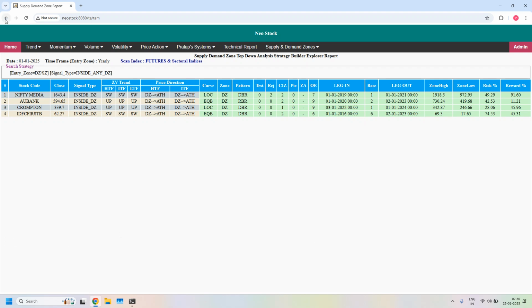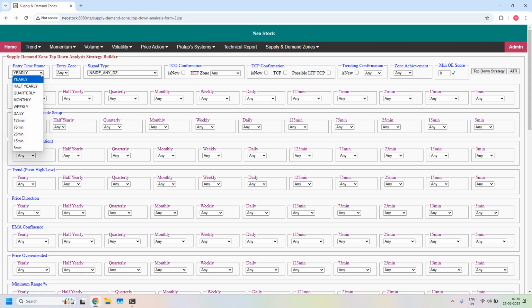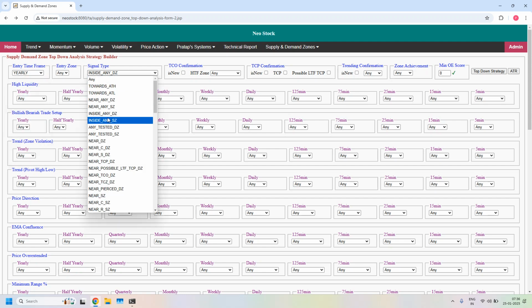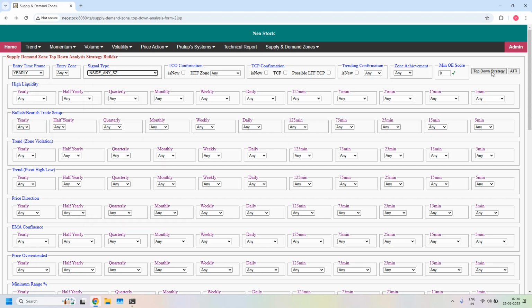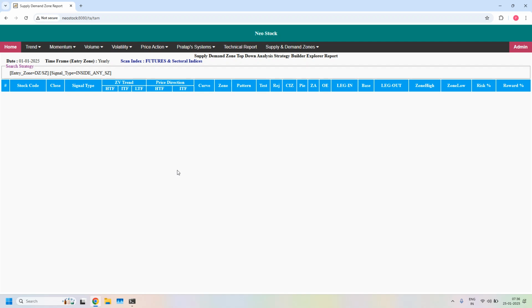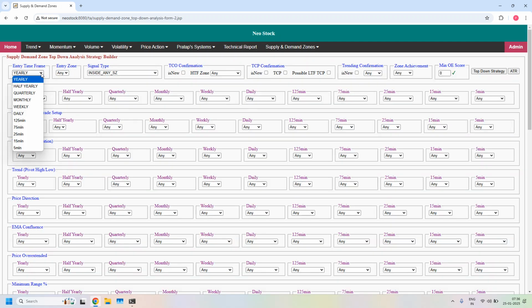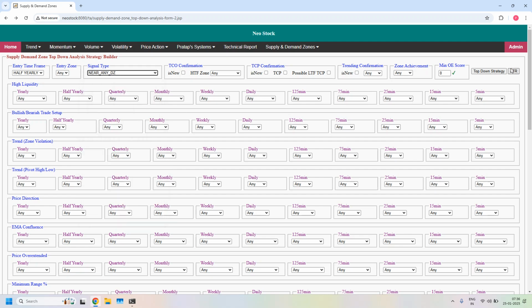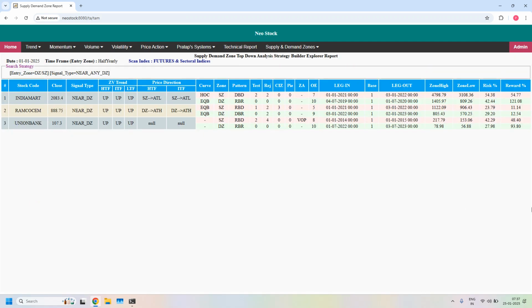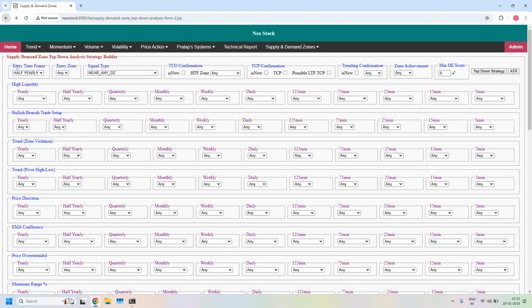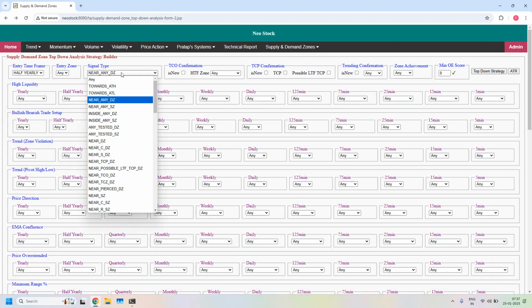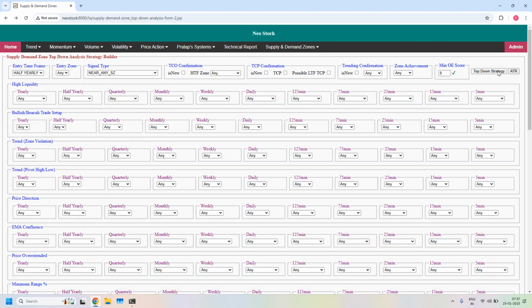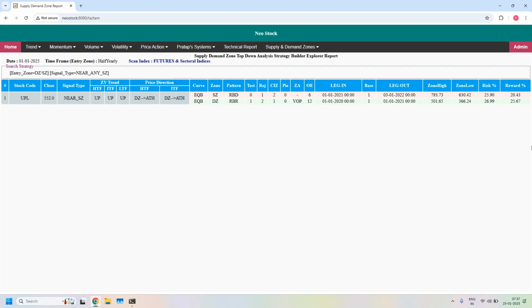Okay, next, yearly time frame. Let us find the stocks price closed inside the yearly supply zone. No stocks are available. Next time frame is half yearly. Stocks near half yearly demand zone. 3 stocks are filtered. Next, half yearly time frame. Stocks near half yearly supply zone. 1 stock is filtered.